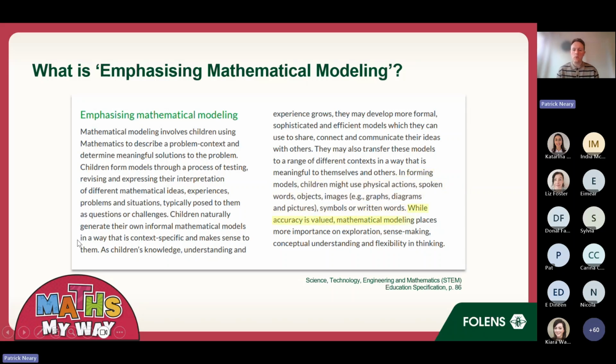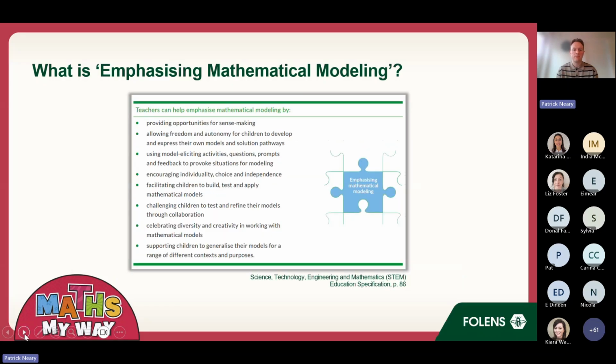Finally, then, what's valued is the exploration, that idea of doing things in a sense-making way rather than just following step by step, and building conceptual understanding and flexibility. So it's not about always getting the right answer or being the quickest to solve it. It's about flexibility and really building sense making among our students.